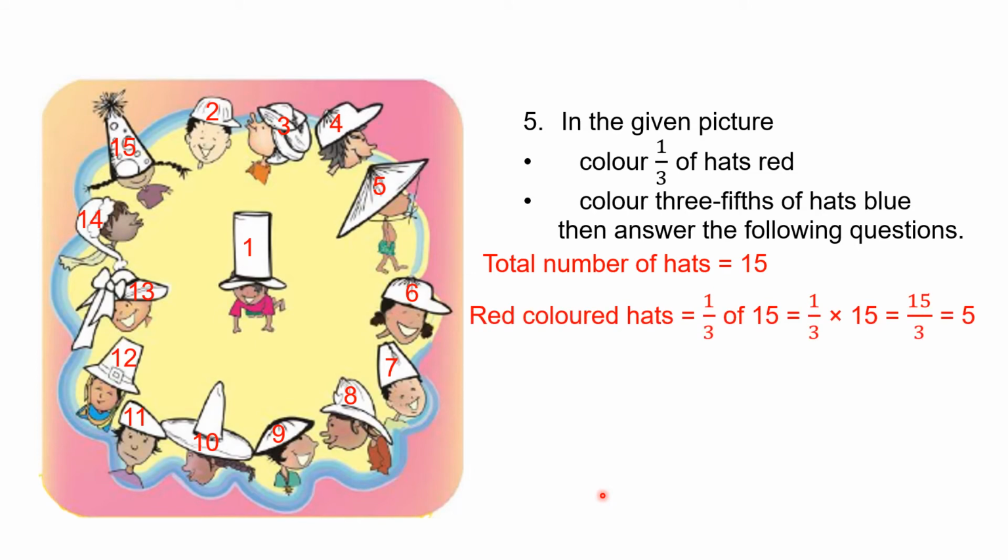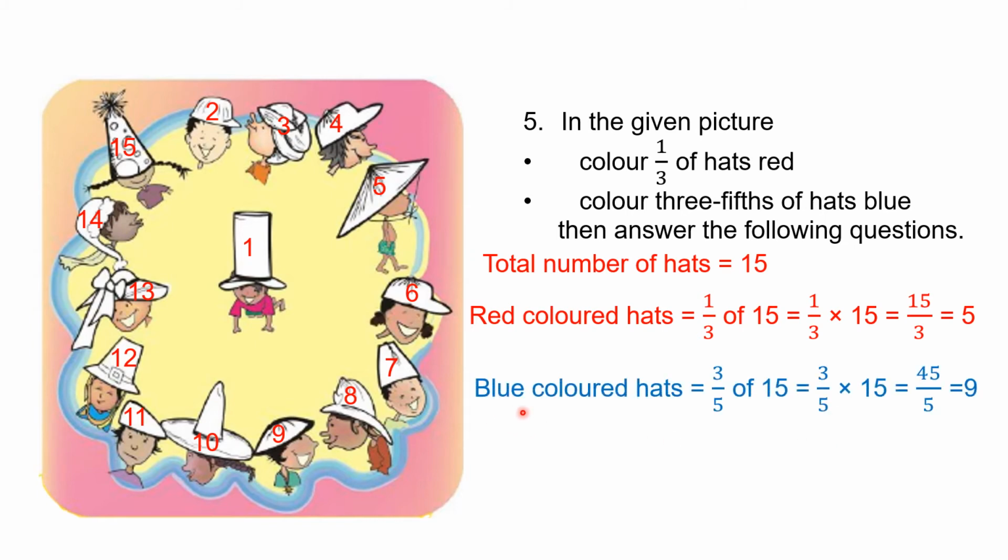Red colored hats, 1/3 of hats red. So that is 1/3 of 15. It equals 1 by 3 multiplied by 15. 15 ones are 15 divided by 3. 15 by 3 equals 5 since 3 5s are 15. So the number of red colored hats is 5.